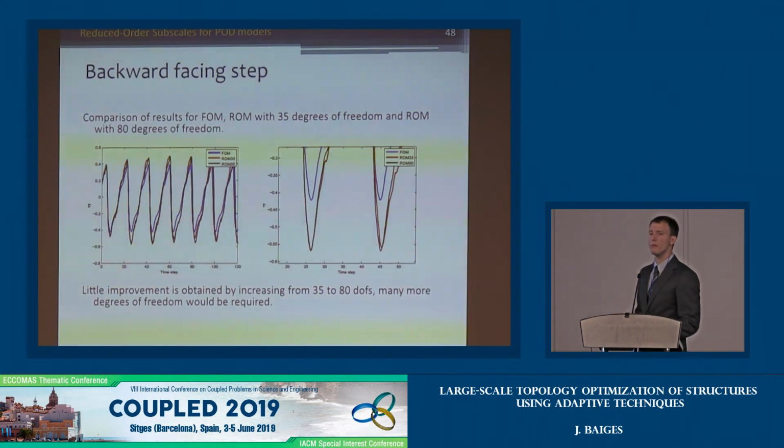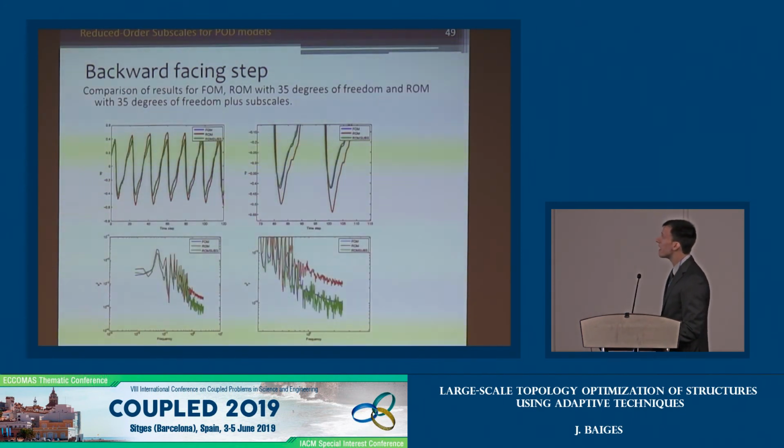And it is not going to improve because if we want to properly capture it, we will need a lot more degrees of freedom. Okay? On the contrary, if we take into account the effect of the discarded modes and we use our 35 degrees of freedom reduced order model, but taking into account the effect of the discarded modes by means of a variational multiscale method, we obtain these results here. So in this case, the green line, which is the reduced order model with the subscales, is much closer to the solution of the full order model.